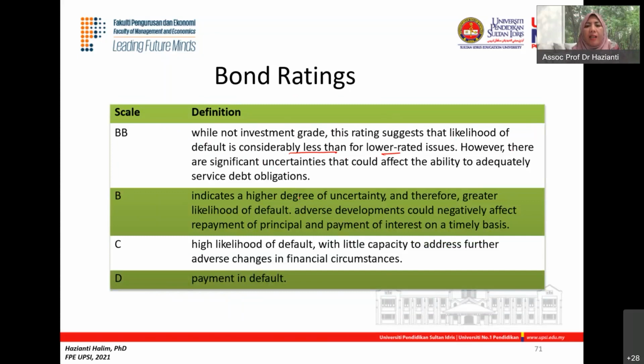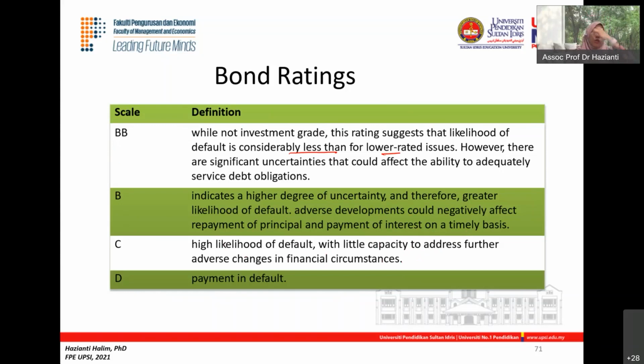B indicates a higher degree of uncertainty and therefore greater likelihood of default. Adverse development could negatively affect repayment of principal and payment of interest on a timely basis. So it keeps going down. C, high likelihood of default. Okay, the default risk is quite high, with little capacity to address further adverse changes in financial circumstances.